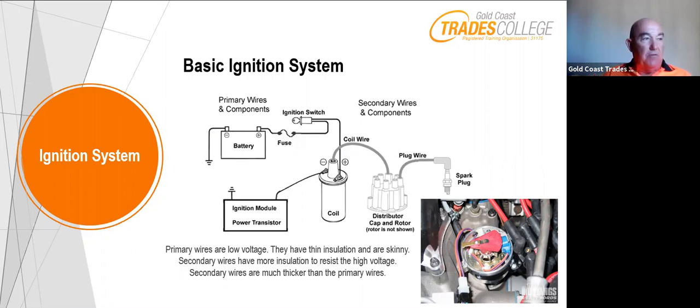So if we have a quick read of it, primary wires are low voltage, they have thin insulation and are skinny. Secondary wires have more insulation to resist the high voltage. Secondary wires are much thicker than the primary wires. So they're referring to the primary wires as those ignition switch wires and the ignition module, and then the secondary ones are the coil wire and the plug wire.